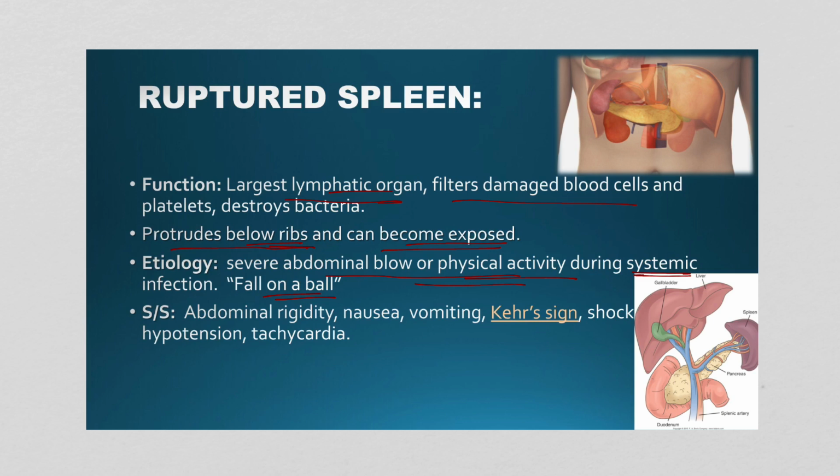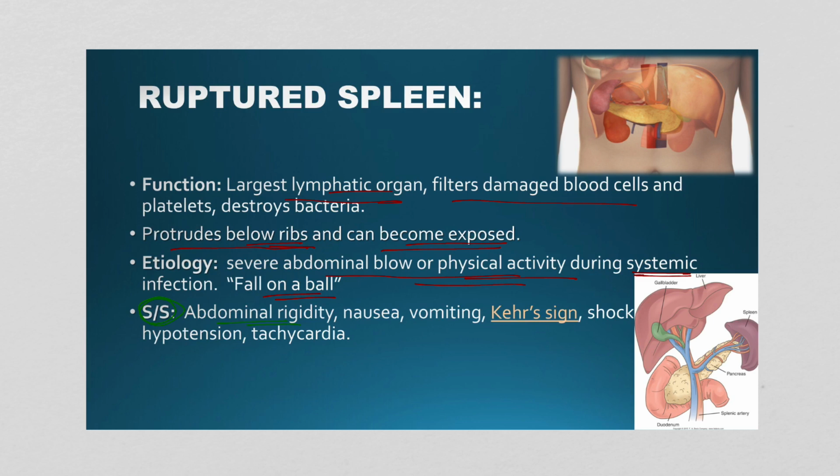So then what are the signs and symptoms that are truly related to splenic injuries, right? The first one's going to be abdominal rigidity. So what do I mean by that? It means that if we have a splenic rupture or a splenic laceration, the spleen will essentially leak or ooze blood into the upper left-hand quadrant, making the abdominal cavity very hard to touch.